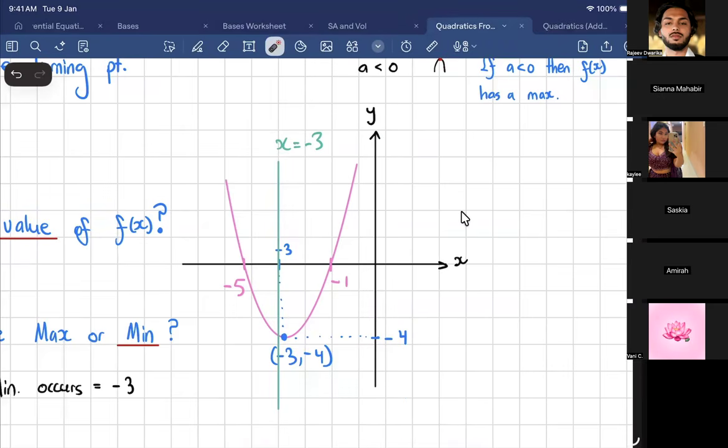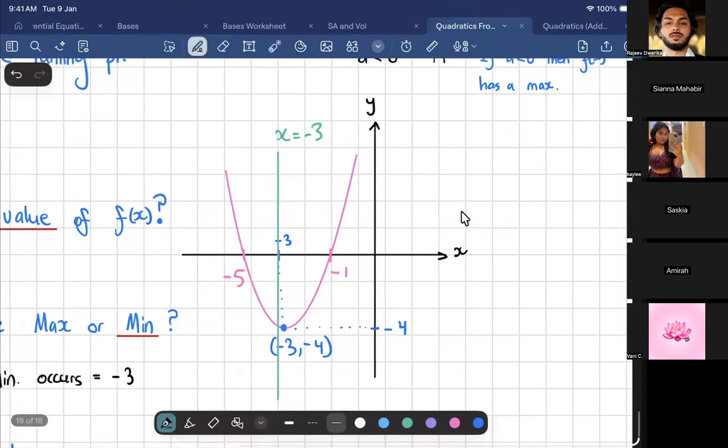I have a question, guys. This is the y-axis over here, right? What is the minimum value my graph goes down to? -4. So my range would have to be what? What would my range be? So it goes down to -4.